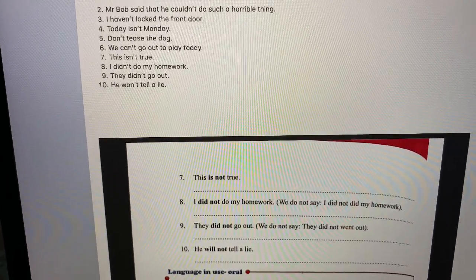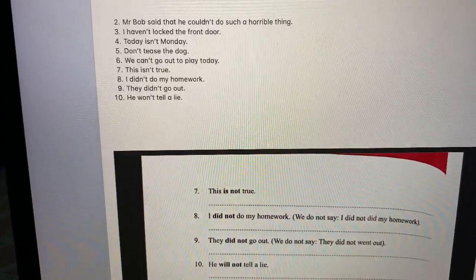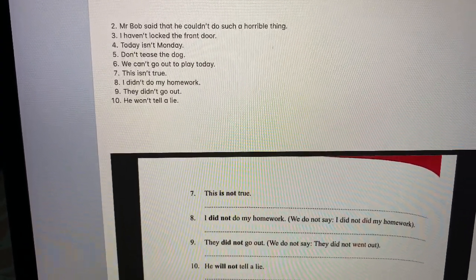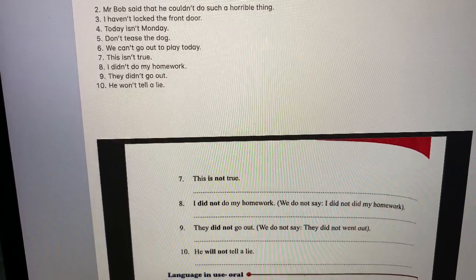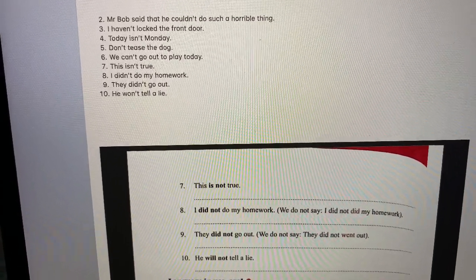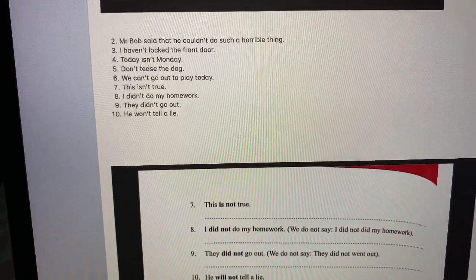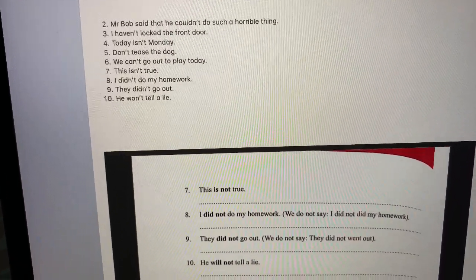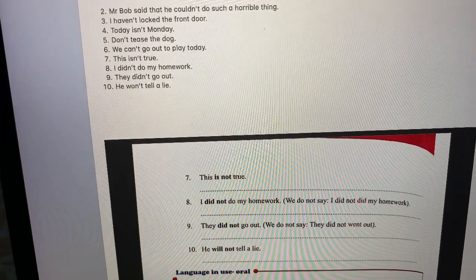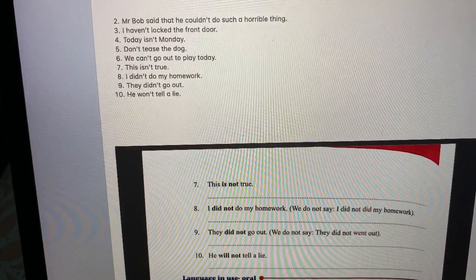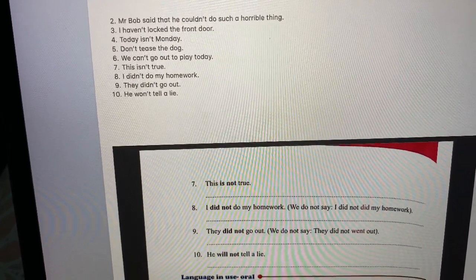The seventh one is, this is not true. So to make this negative, it will be, this isn't true. The eighth one says, I did not do my homework, right? In order to make this negative, it will be, I didn't do my homework. The ninth one will be, they did not go out. In order to make this a negative sentence, it will be, they didn't go out.